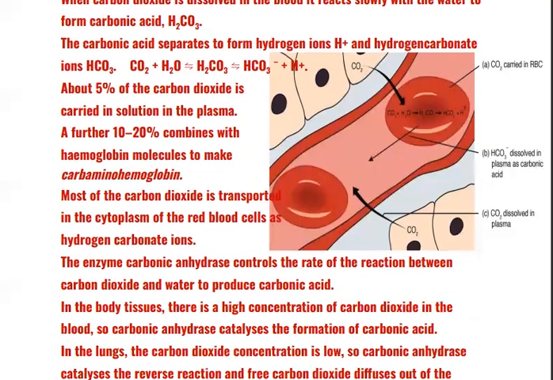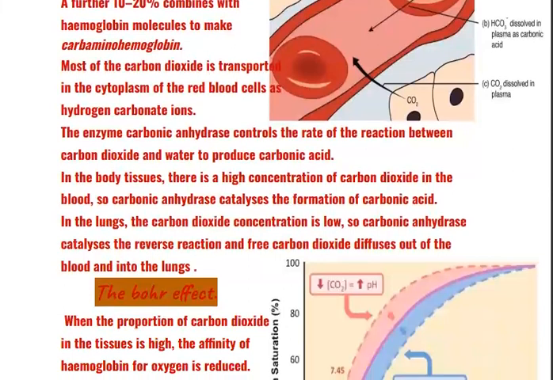About 5% of the carbon dioxide is carried in solution in the plasma. A further 10 to 20% combines with hemoglobin molecules to make carbaminohemoglobin. Most of the carbon dioxide is transported in the cytoplasm of the red blood cells as hydrogen carbonate ions. The enzyme carbonic anhydrase controls the rate of the reaction between carbon dioxide and water to produce carbonic acid.